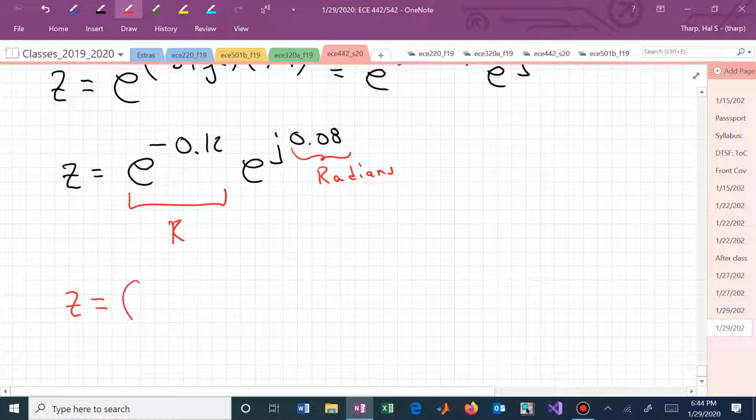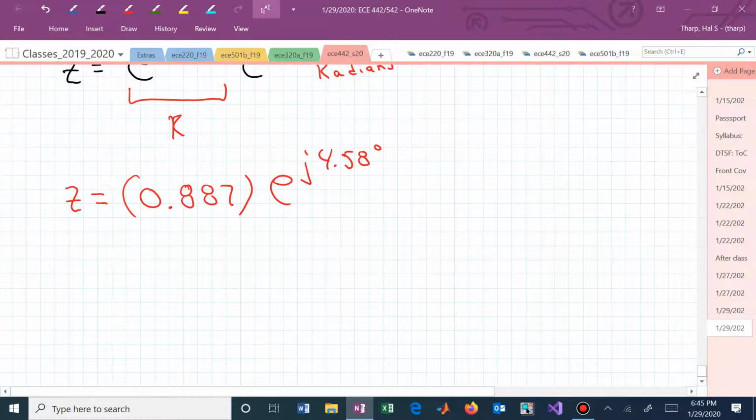Z is now e to the minus 0.12. You can calculate that. That's a number. What's e to the 0? 1. What's e to the 1? 2.7 something, right? What's e to the minus 1? 1 over e, which is 0.37 roughly. So this should be a value that's less than 1. And it ends up being 0.887. And the 0.08 radians in degrees is not quite 5 degrees. It's e to the j 4.58.